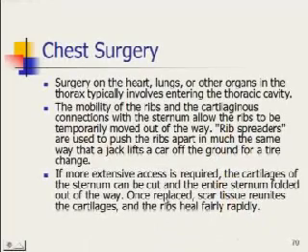When chest surgery is performed on the heart, lungs, or other organs in the thorax, it typically involves entering the thoracic cavity. The mobility of the ribs and the cartilaginous connections of the sternum allow the ribs to be temporarily moved out of the way. There's an instrument referred to as rib spreaders. These are used to push the ribs apart in much the same way as you would see a jack lift a car off the ground.